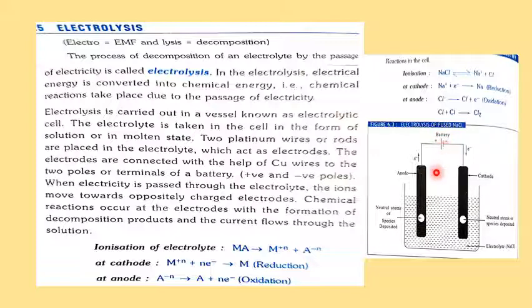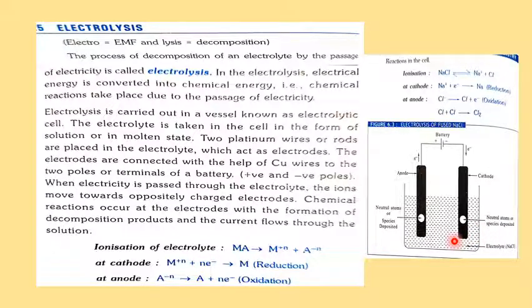When electricity is passed by the battery through the solution, this electrolyte dissociates into positive and negative ions. Next, positive ions move towards the oppositely charged cathode. Negative ions move towards the oppositely charged anode. At the cathode, positive ions gain electrons and form M. Gaining of electrons is called reduction. So, reduction takes place at the cathode.